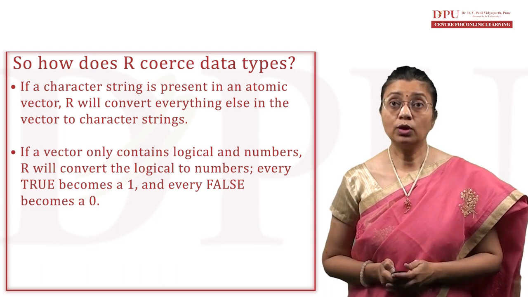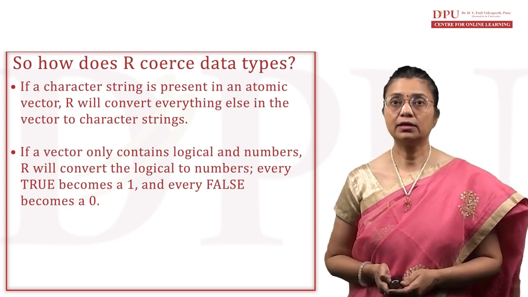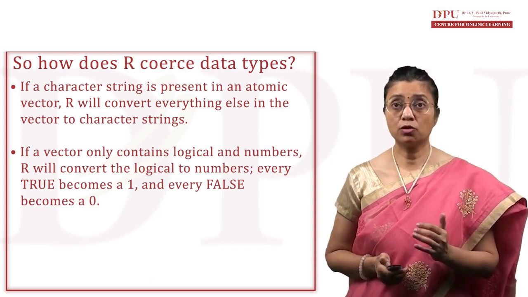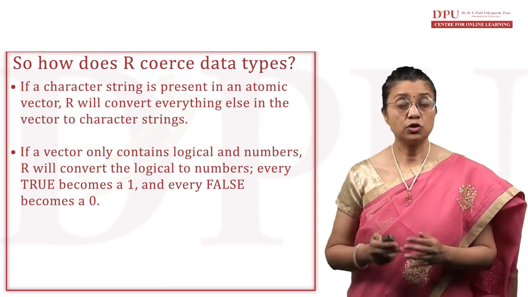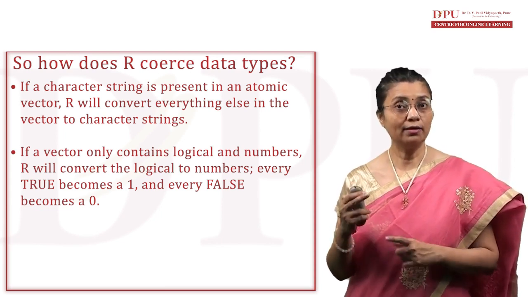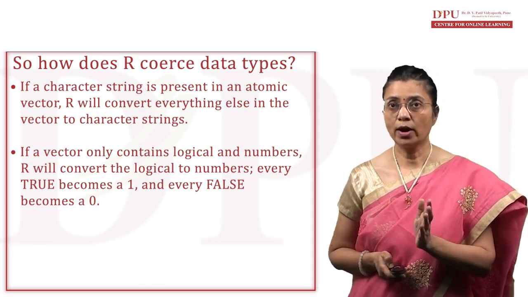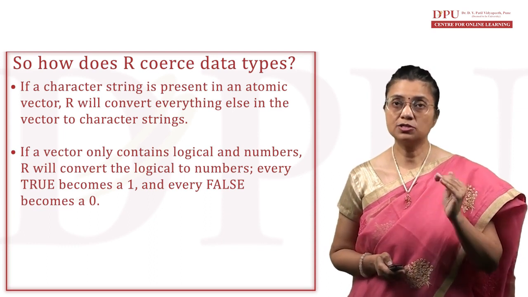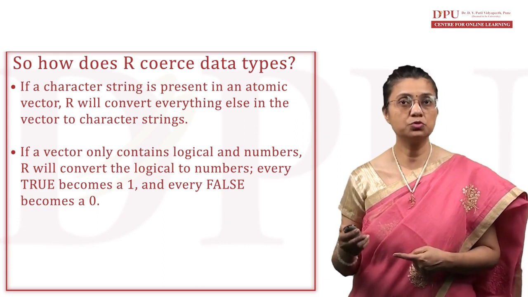If a vector only contains logical values and numbers, take the example of a vector where there are just numbers and logical values like true or false, R will convert the logical values to numbers. So in that case, true will become 1 and false will become 0, which means if I have true, comma, 1, comma, 0, comma, 1, comma, 0, like that, true will be automatically converted to 1 and false will be converted to 0.